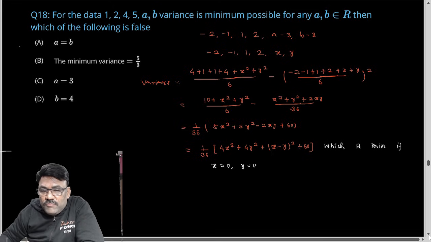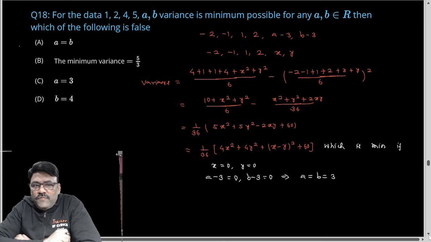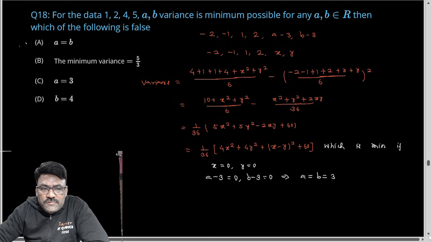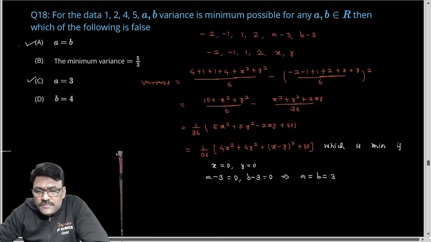And x is actually a minus 3, y is actually b minus 3. So hence it is minimum when a is equal to b is equal to 3. So yes, for minimum, a is equal to b means it is a true option. If a is equal to 3, it is also a true option. B is equal to 4 is a false option.